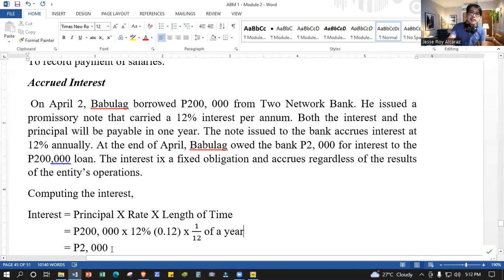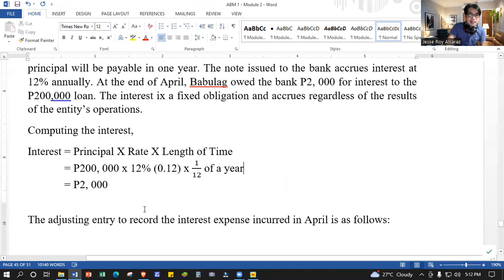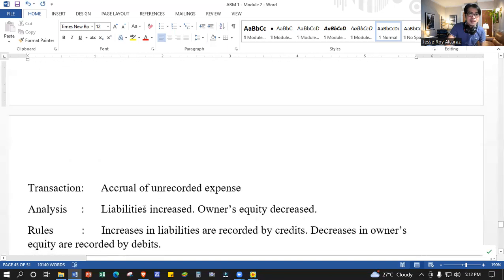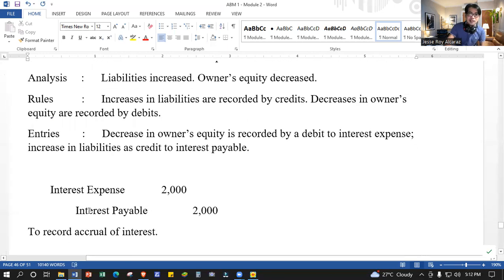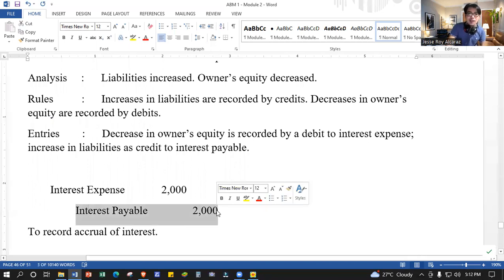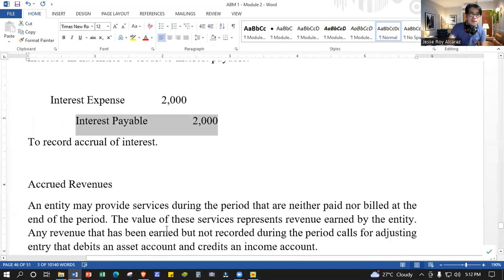Again, question: is this an interest income or an interest expense? The answer is interest expense, because we are the ones who borrowed. It would be interest income if we were the ones who lent. So, our interest expense increased at the end of April. Since it increased, do we debit or credit interest expense? Debit. That is why, for the accrued interest, we have a debit to interest expense and a credit to interest payable, because we have not yet paid. We will pay our loan and the interest next year. So that is the entry to record accrual of interest.